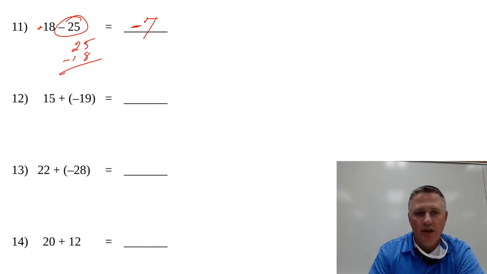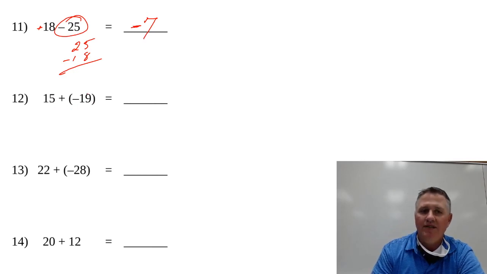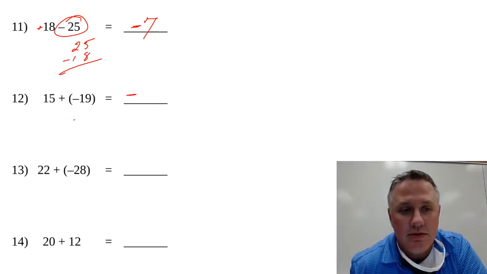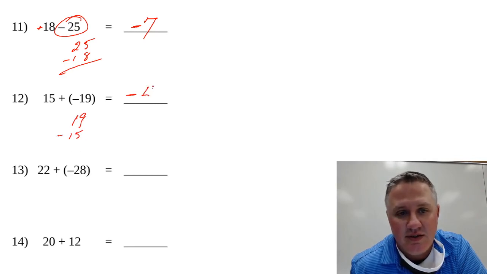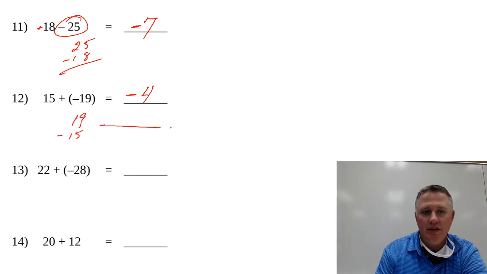All right, next one. 15 positives, 19 negatives. So I've got more negatives than positives, so I know my answer is going to be negative. And then I'm going to say, all right, well, when I subtract, counting from 15 to 19, that's a difference of 4. So negative 4. If you thought about number line, if I go 15 this way and 19 back, I'm going to be on the negative side, right, if this is 0.